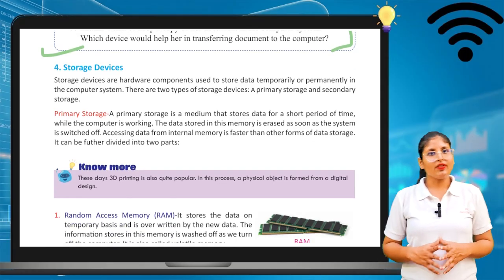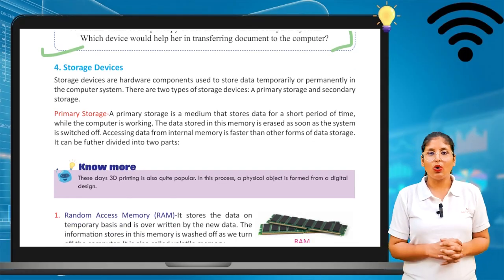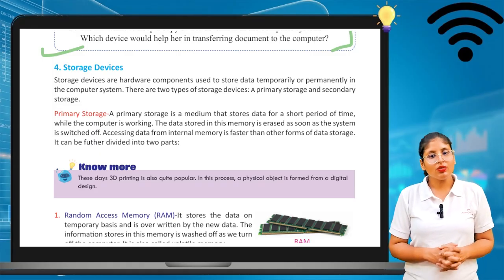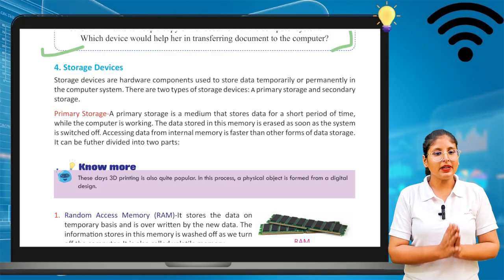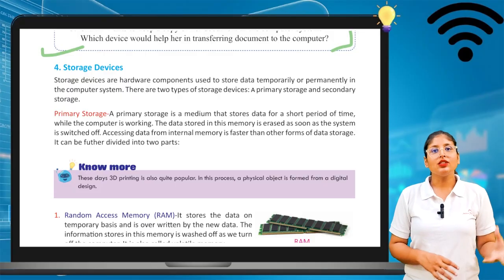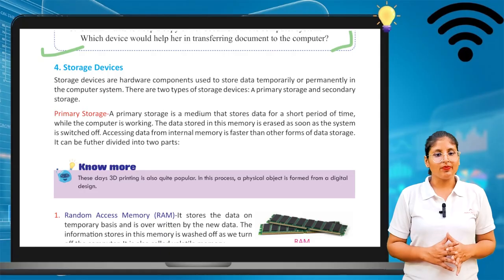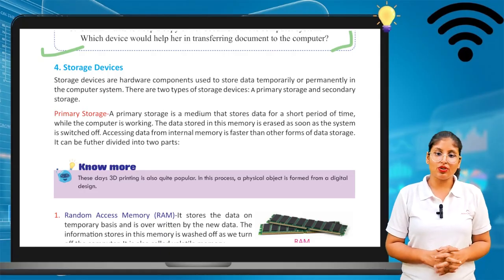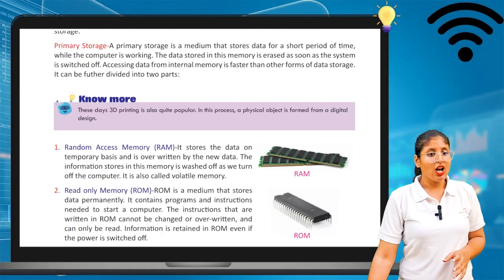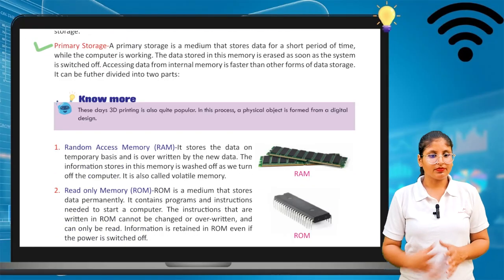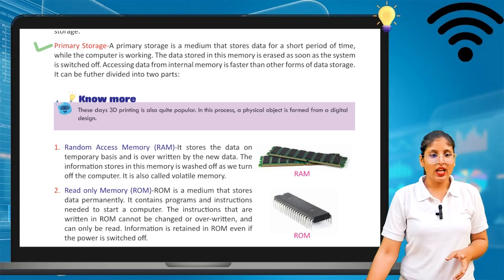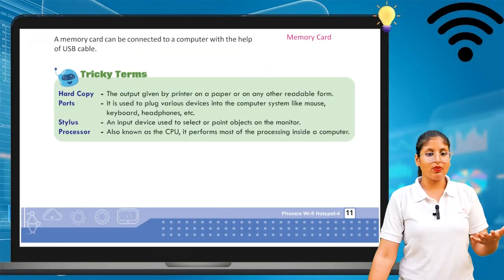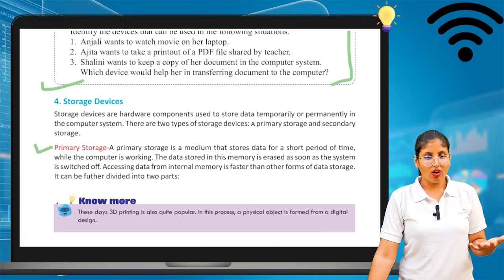What are storage devices and how do they work? Storage devices are the hardware components used to store data temporarily or permanently in the computer system. There are two types of storage devices, primary storage and secondary storage. First we will see primary storage, then secondary storage, where we can store our things.